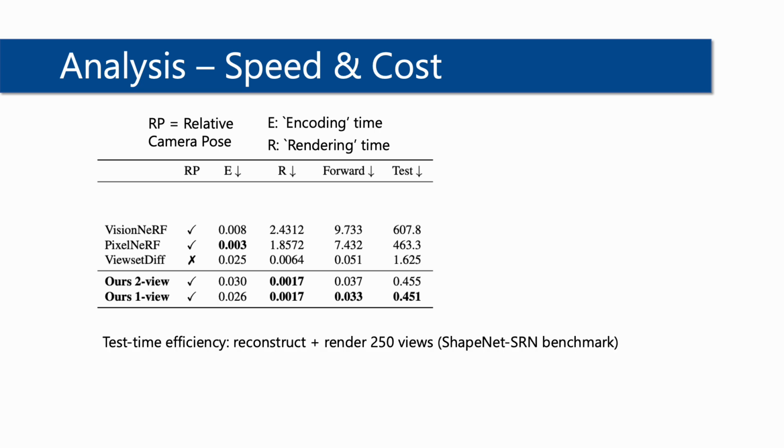Finally, we measure the speed efficiency of our method. First, we evaluate the test time efficiency by measuring how long it takes to reconstruct a single object and render 250 views, which is what is required to test the method on the standard ShapeNet benchmark. Our method is 1,000 times faster, where PixelNeRF needs 45 GPU hours to evaluate on the ShapeNet car validation set. Ours only needs 10 minutes.